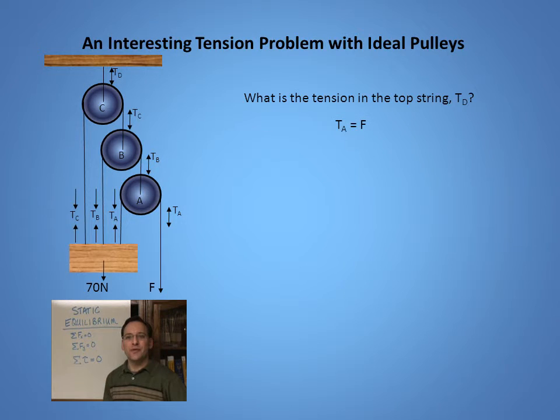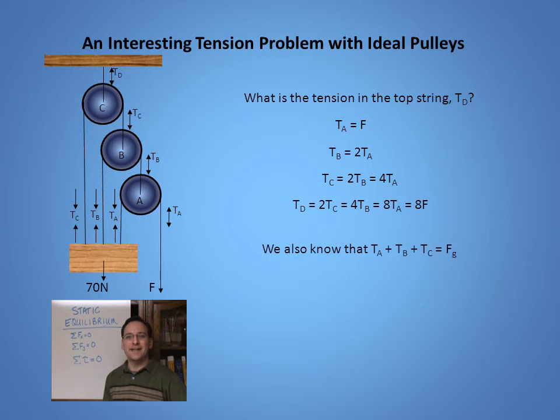Tension A is equal to the applied force F, because the tension in the string must equal that applied force F if there is no motion. Tension B is equal to 2 times tension A, because there are 2 tension A's in the downward direction and 1 tension B in the upward direction, acting on that pulley B. The tension C is equal to 2 times tension B then, or 4 times tension A. Finally, tension D in the string that is attached to the ceiling is 2 times tension C, or 8 times tension A, which is also 8 times that force F.